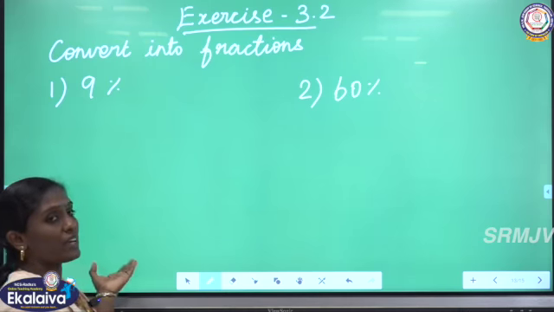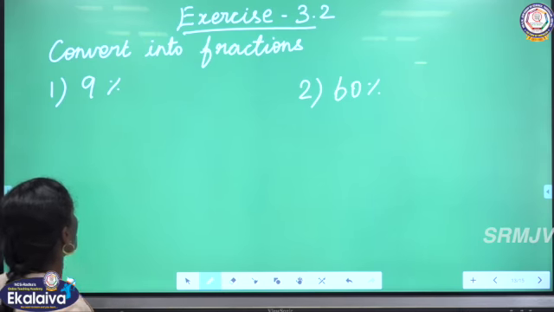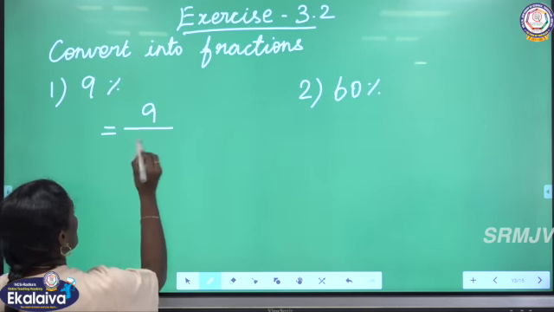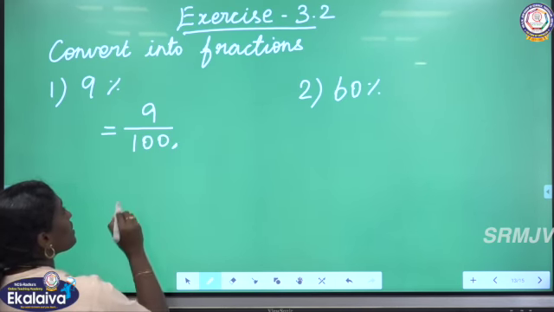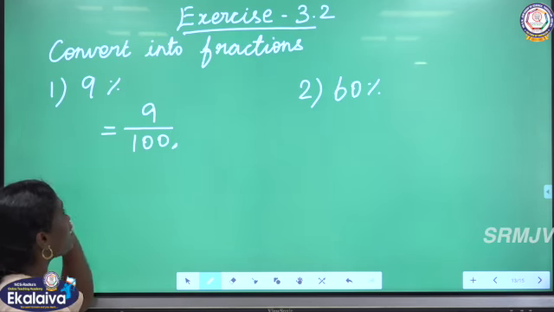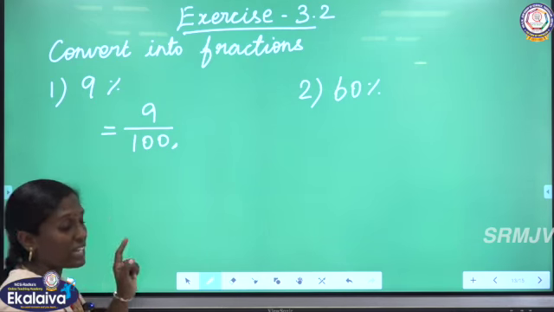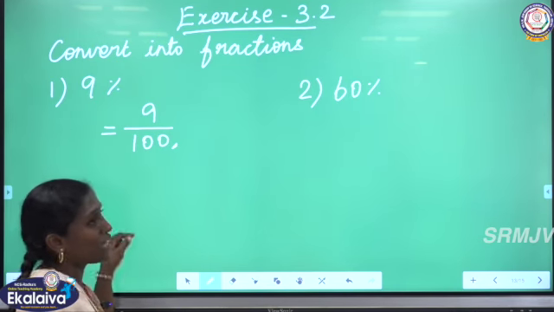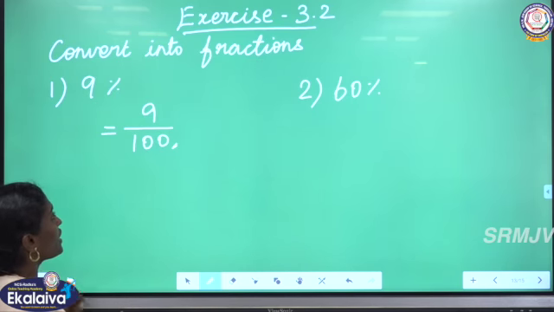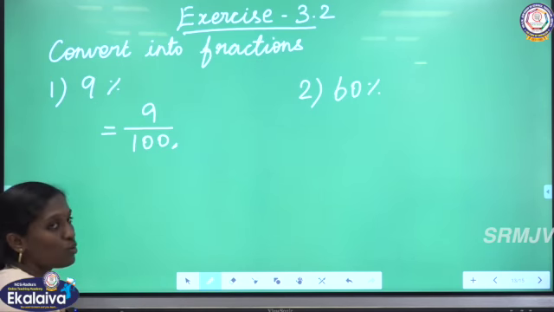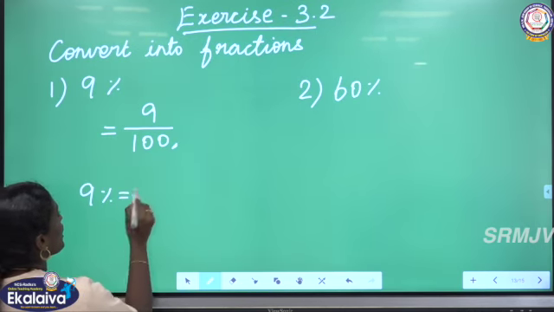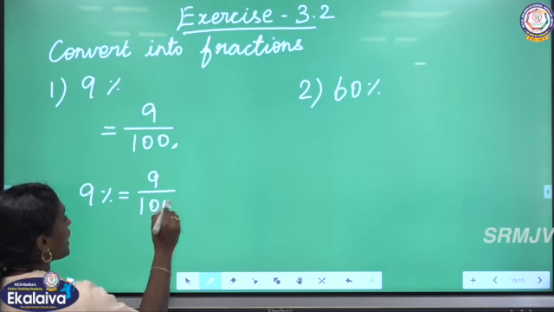Here percentage is given, we are going to write as fraction. The first one is 9 percentage. 9 percentage means we have to write as 9 by 100, because if the denominator is 100, we can write as percentage. So 9 percentage is given, so we are writing as fraction 9 by 100. If there is any possibility to reduce the numerator and denominator, we have to simplify it. But here 9 by 100, there is no possibility to reduce. So 9 by 100 is the answer. So 9 percentage is equal to 9 by 100. This is the fraction form.